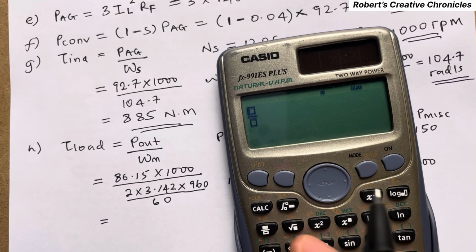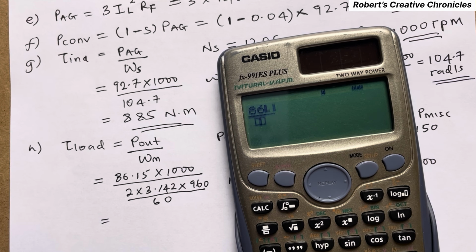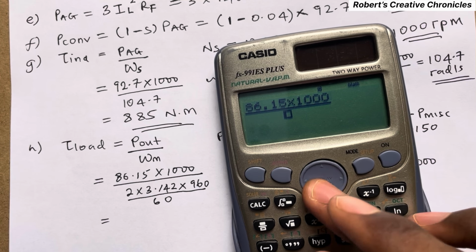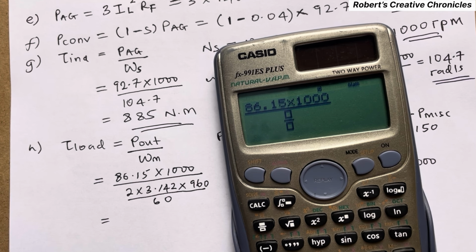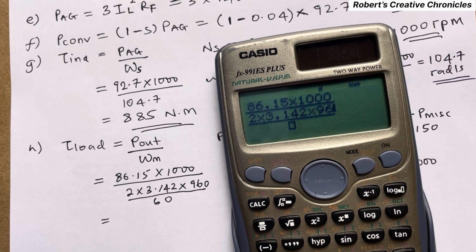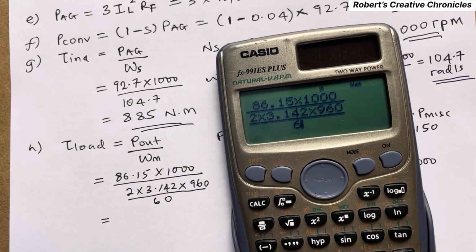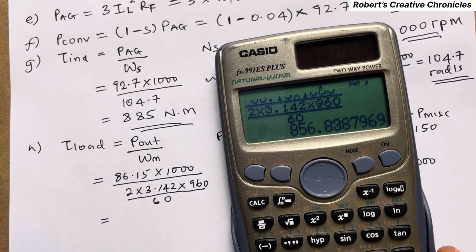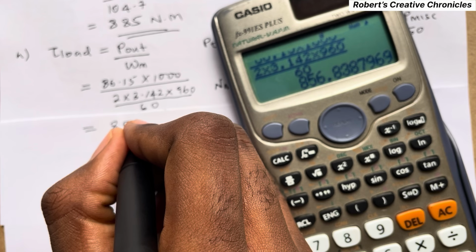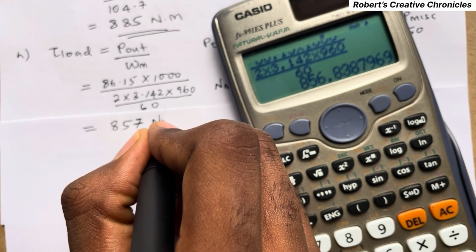So this becomes 86.15 times 1000 over 2 times 3.142 times 960 over 60. This is 856.8, so this is equal to 857 Newton meter.